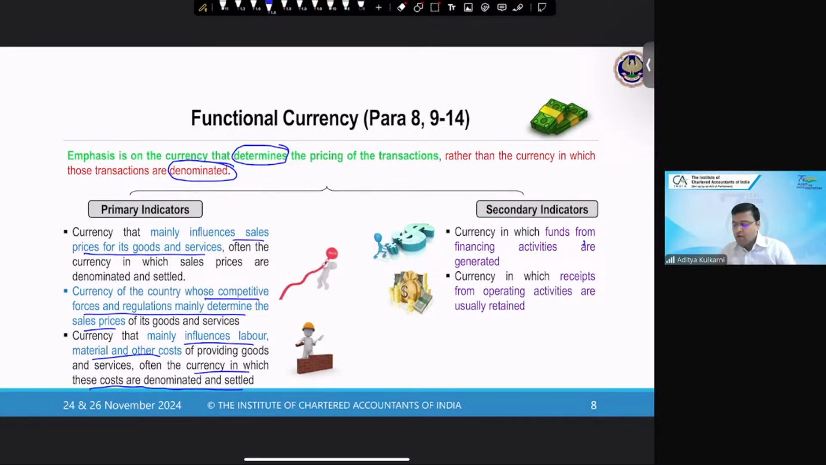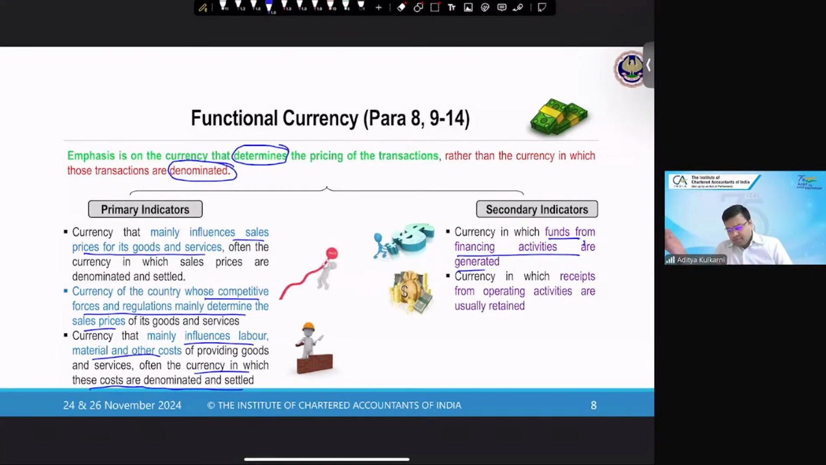Now, secondary indicators. We then look at the secondary indicators, that is the currency in which funds from financing activities are generated. Ultimately, to carry out your operations, you need money. So where is that money coming from? Is that money taken as a loan in US dollars? Or is it taken as a local cash credit facility from the bank? That is something that you will have to check.